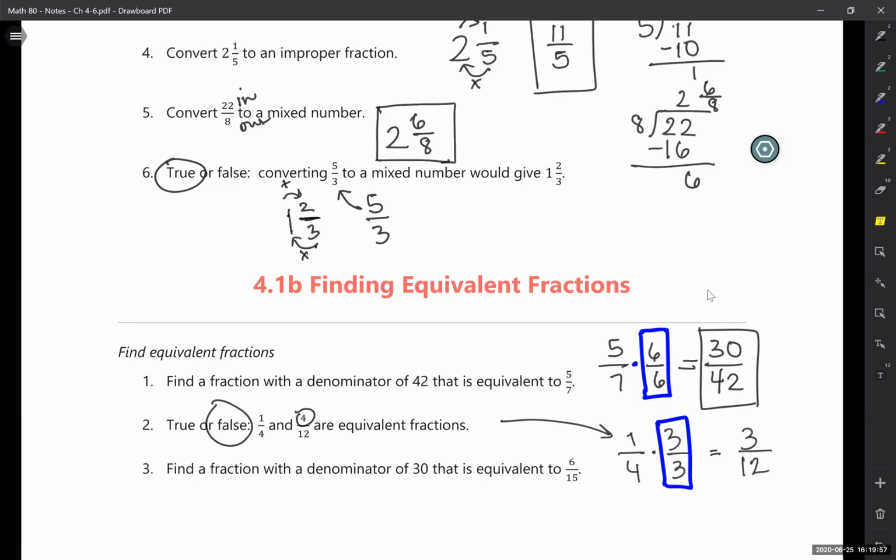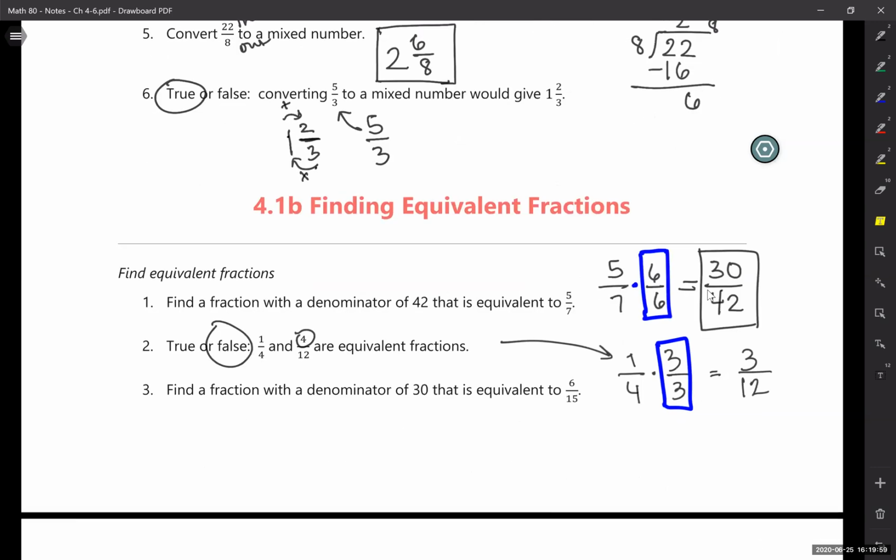Okay, finally, find a fraction. This is just like number 1. Find a fraction with a denominator of 30. So I'll set up my 30. That is equivalent to 6 over 15.